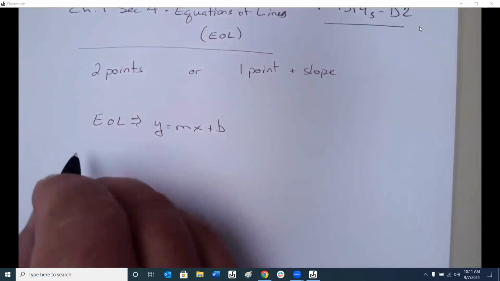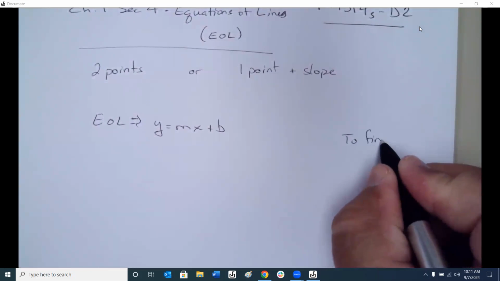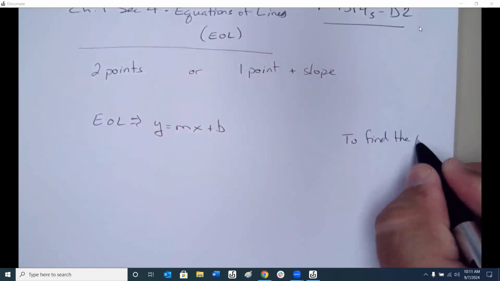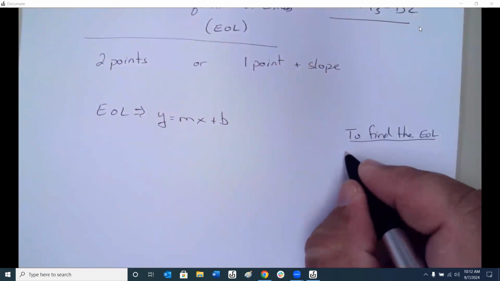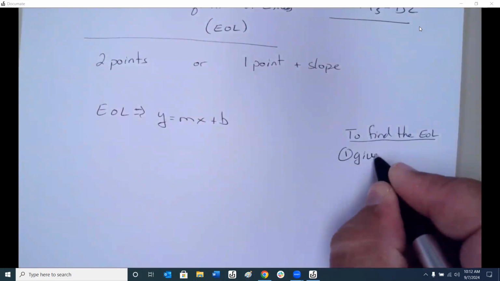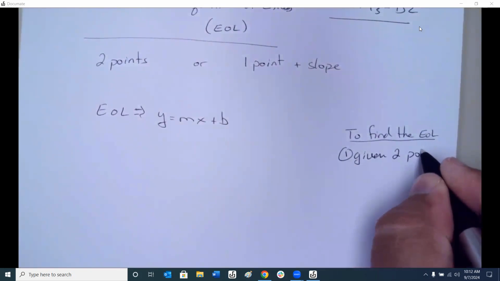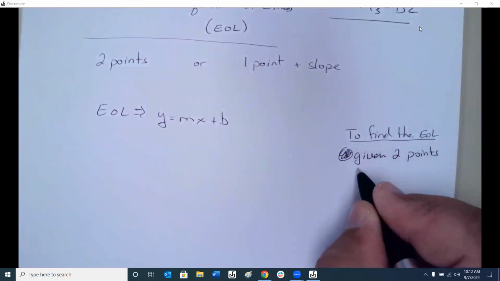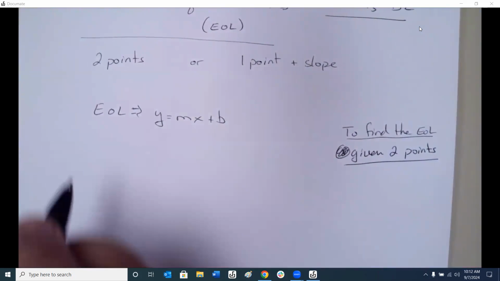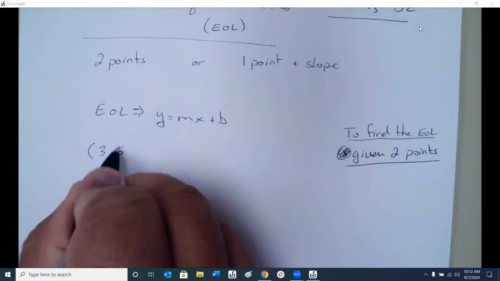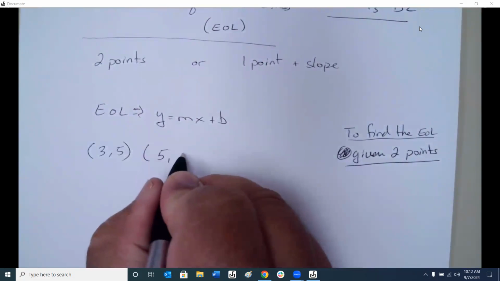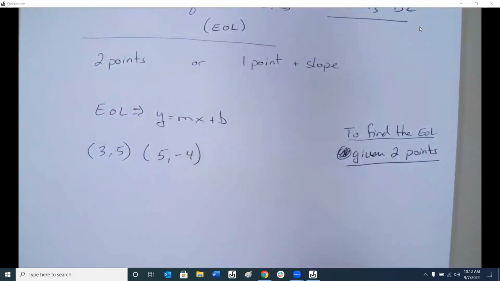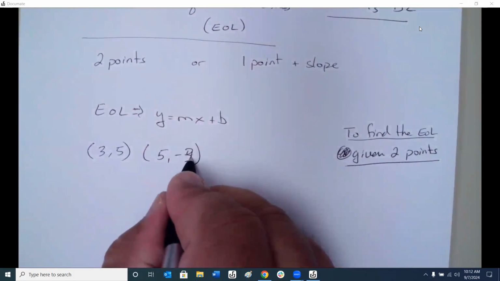So, to find the equation of a line given 2 points, so if I give you 2 points, 3, 5, and 5, -3. Gets easier for us.